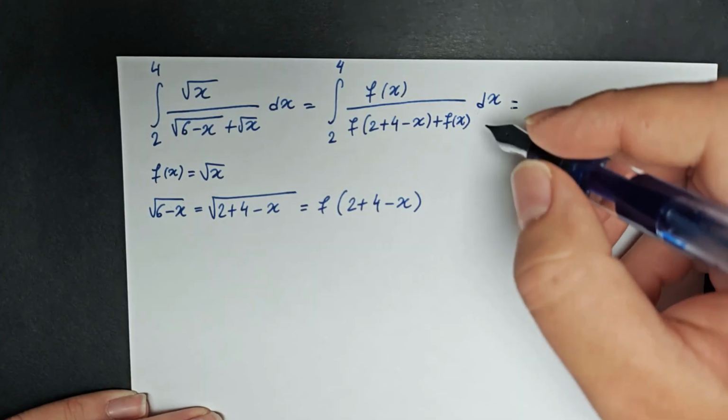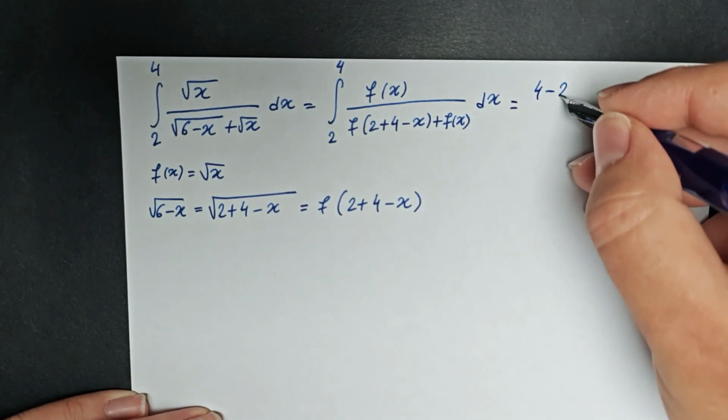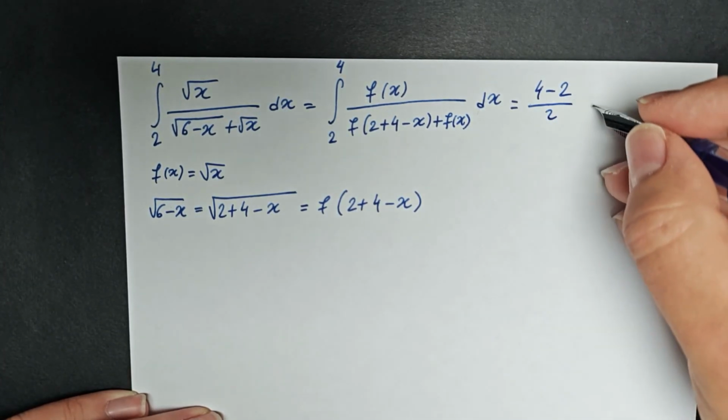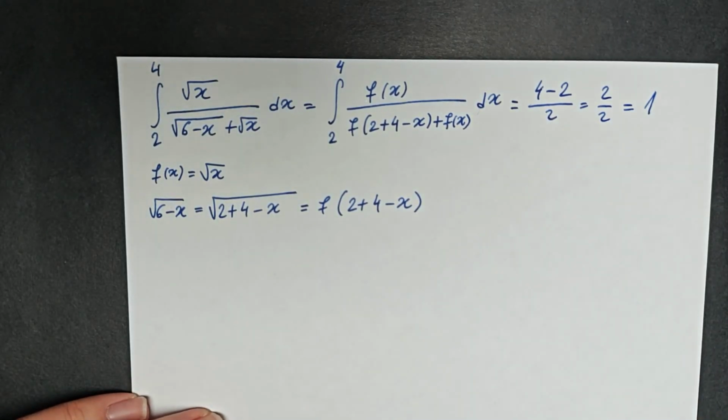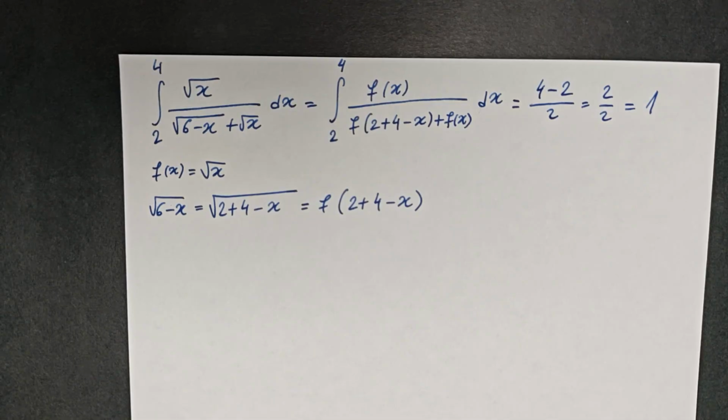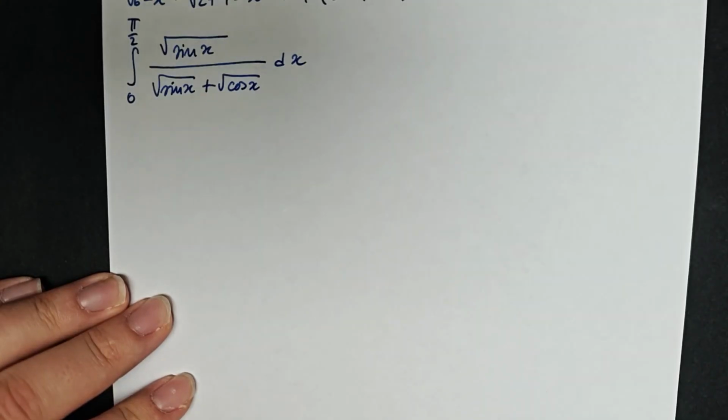So we get that this is equal to 4 minus 2 divided by 2, which is equal to 2 over 2, and that is 1. As you can see, this integral was easily solved by applying the formula. Let's now solve the next integral on our list.